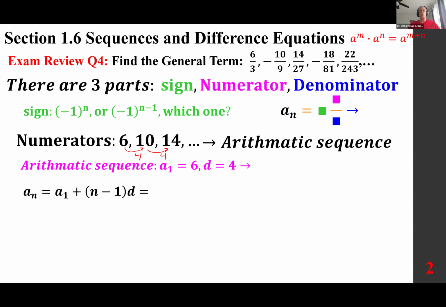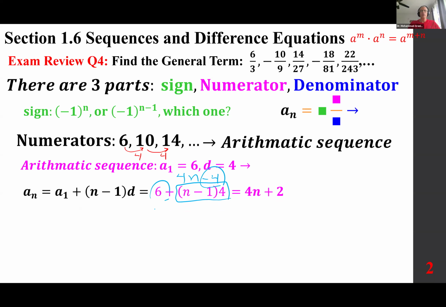We replace the a sub 1, and we replace the d. We are going to distribute here. This becomes 4n minus 4, these two add up. So we get 4n plus 2.